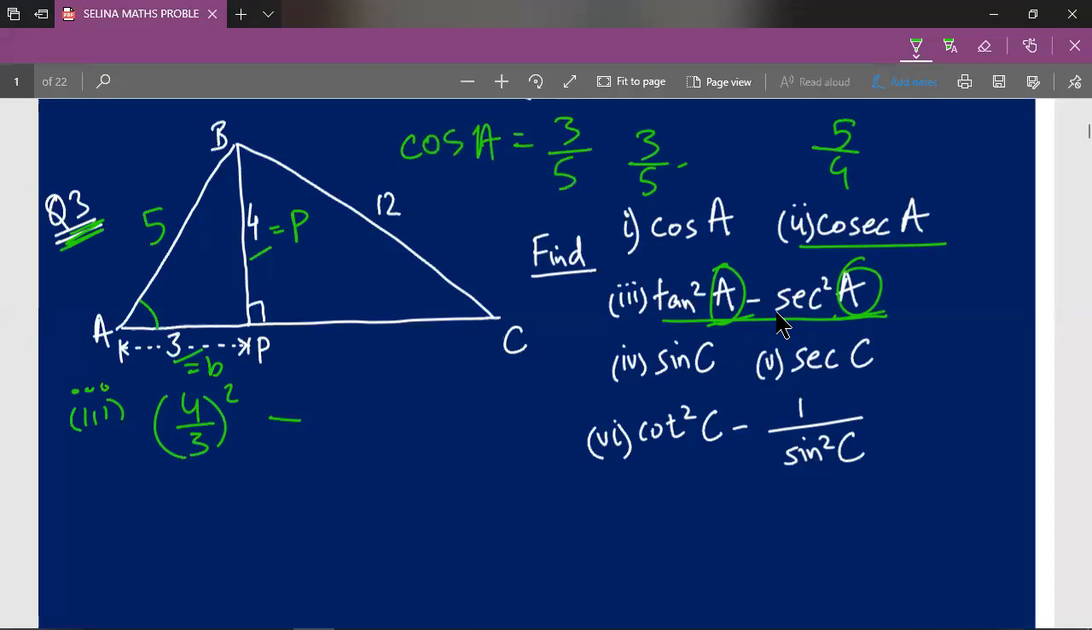Now it is asking secant square A. Then cos A is the reciprocal of secant A. So secant A therefore will be equal to the reciprocal of cos A, that is 5 upon 3. And secant square A states 5 upon 3 whole square. As simple as that. So I'll make some space.